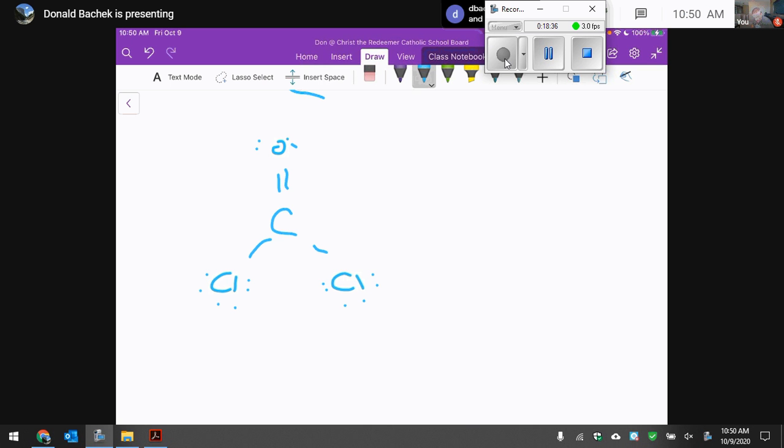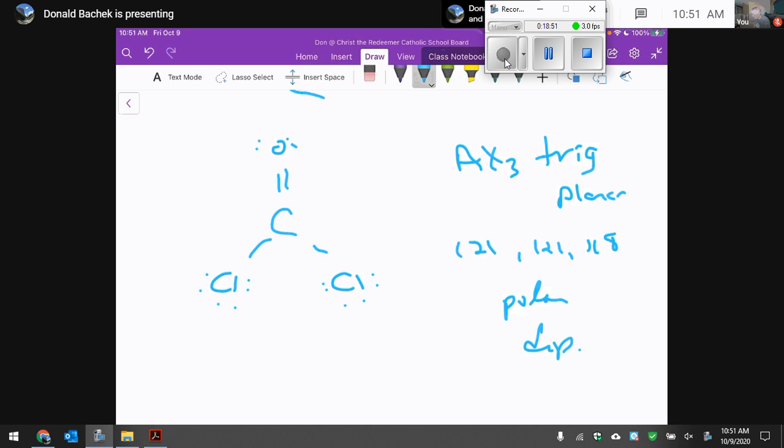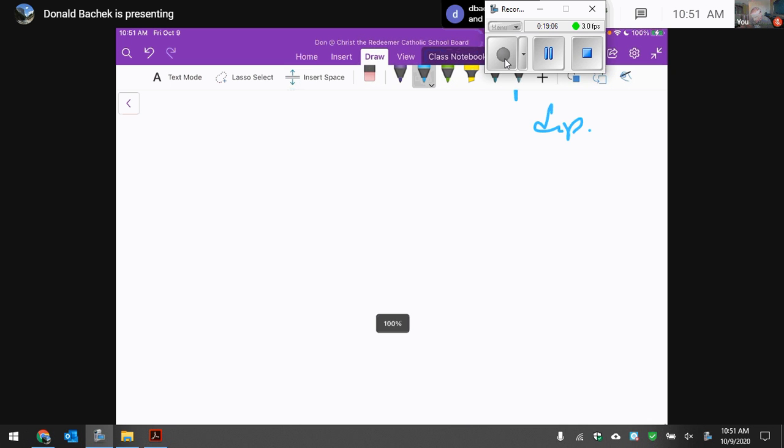So we'd have this. This is AX3, trigonal planar. This is the 121, 121, and 118. Polar, dipole. Okay, all those things would go with that. I don't think you need everything of that, but nonetheless, that's what you're looking at for that one there. See backside here. We've drawn most of these already because there's only so many options we have for these drawings, right?